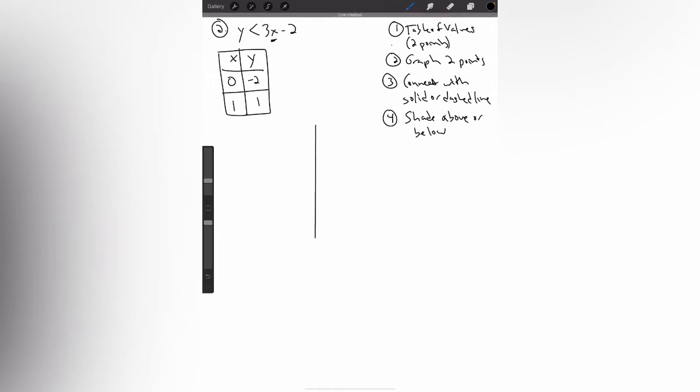Then I'm going to draw my coordinate plane, and I'm going to draw it this way. It says graph my 2 points. So I have 0, negative 2, and 1, 1. I have my y-axis and my x-axis. So I've done step 1, I've done step 2. Now it says connect with a solid or dashed line.